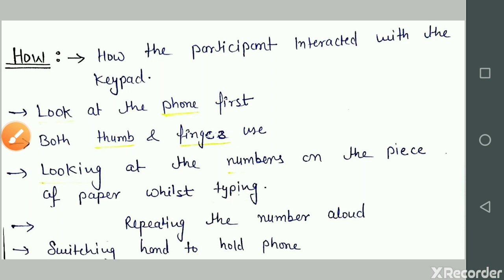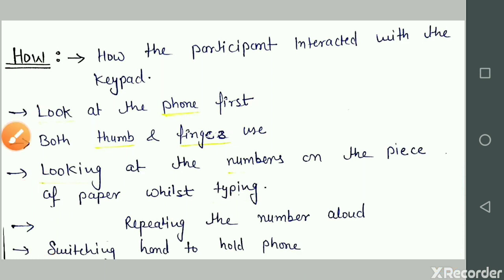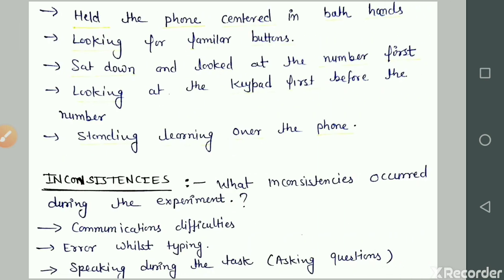And then we have how the participant interacted with the keypad. There we have some points. First is looking at the phone first, and both thumbs and fingers are used. Next is looking at the numbers on the pieces of paper whilst typing. And next is repeating the numbers aloud, and switching hands to hold the phone. So that's all about contextual inquiry and its different tasks and context.